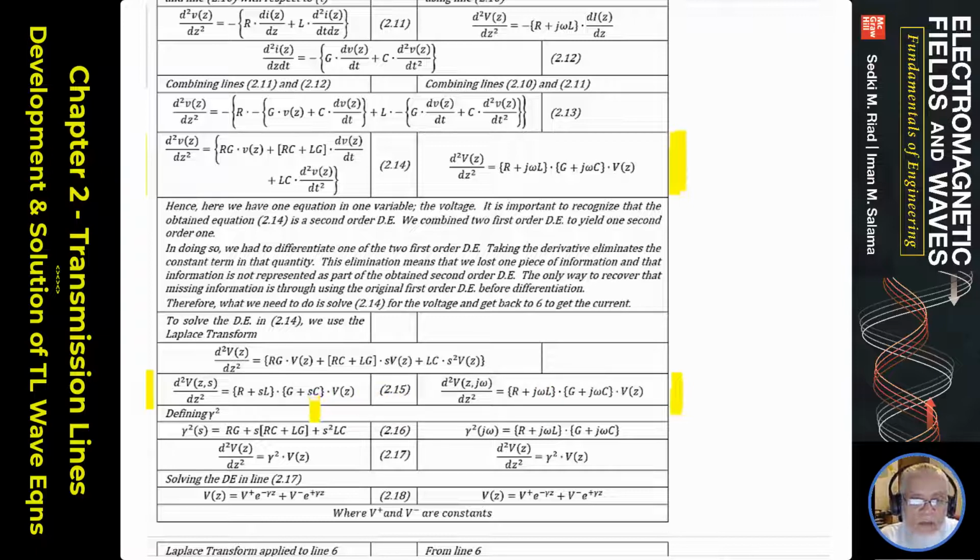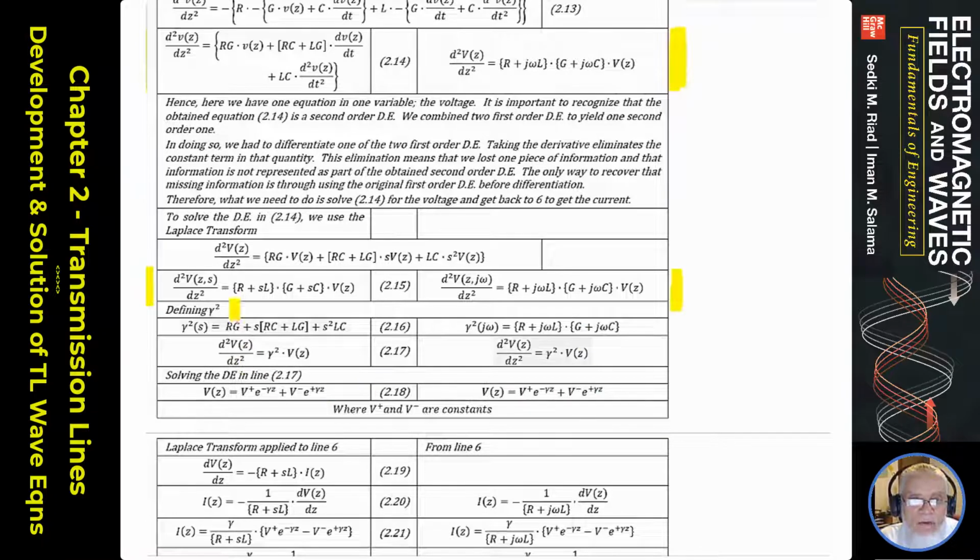The S has a real part, which is sigma, which is useful in solving transient and steady state analysis, while the frequency domain can only be used for harmonic analysis. Now, if we define this quantity here as gamma squared, you end up with this reduced equation, similar to the thing we're doing here. And the solution is of this form here.